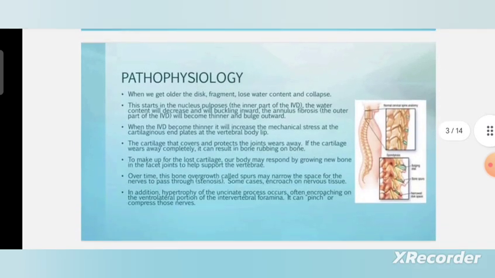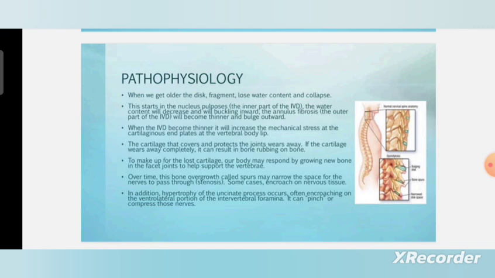Next is the pathophysiology. So when the person gets older, the disc fragment loses water content and then it becomes collapsed. And this starts in the nucleus pulposus, which is the inner part of the intervertebral disc, and in this the water content will decrease and will buckle inward. The annulus fibrosus, which is the outer part of the intervertebral disc, will become thinner and bulge outward.